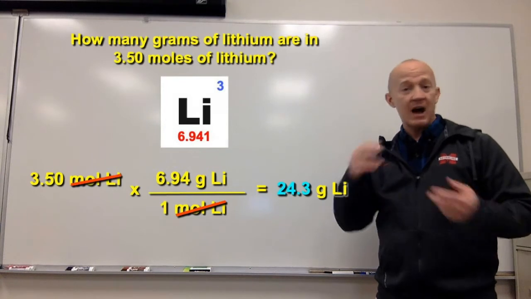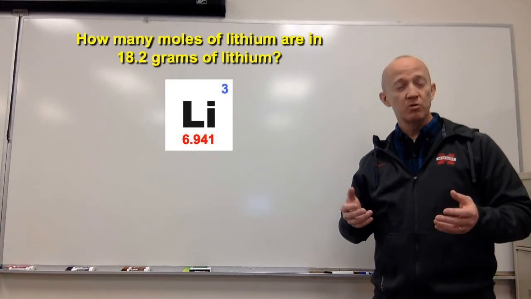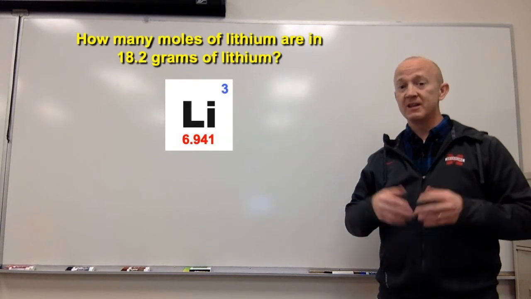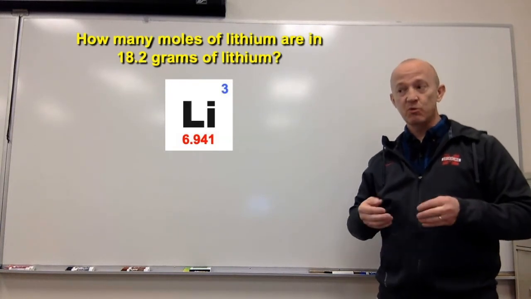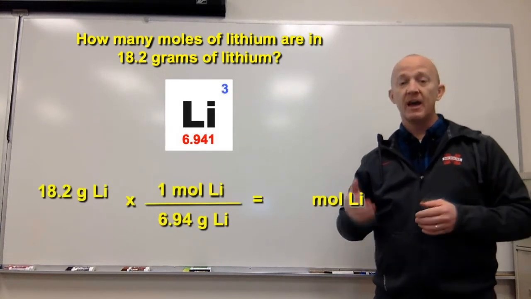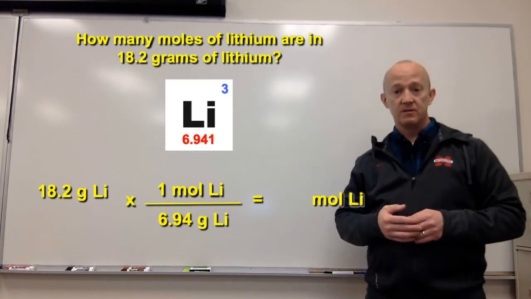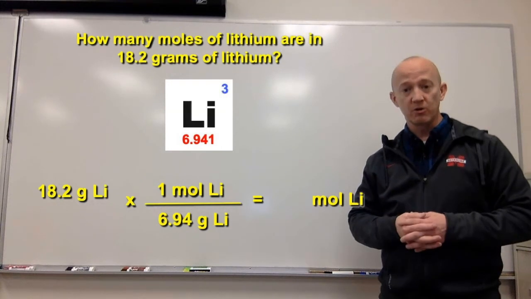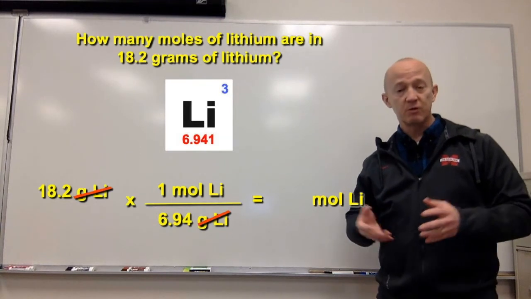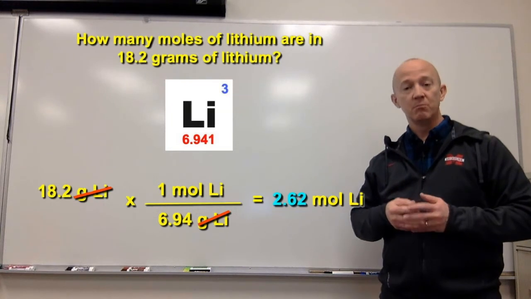We can also go the opposite direction. If you have 18.2 grams of lithium, how many moles of lithium do you have? Remember that for lithium, the relationship between moles and mass is 6.941 grams in every mole. So in this case, we're going to take the mass that we do have and divide it by the molar mass of lithium. 18.2 grams divided by 6.94 grams per mole. When we arrange it this way, the gram units cancel and we're left with moles. Performing the calculation gives us 2.62 moles of lithium.